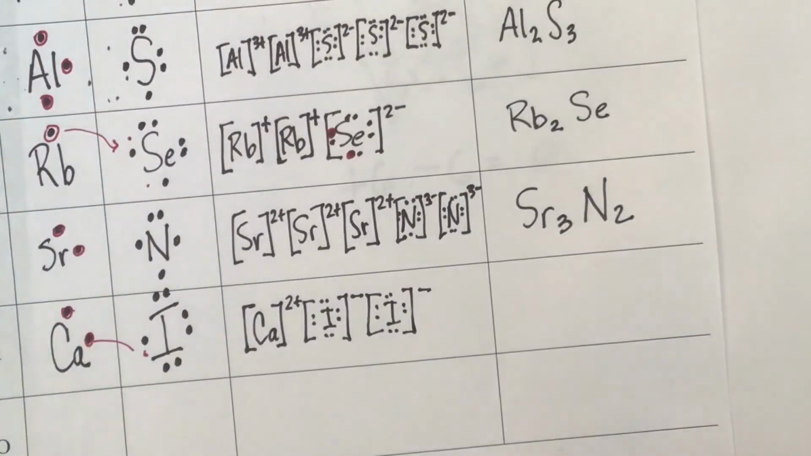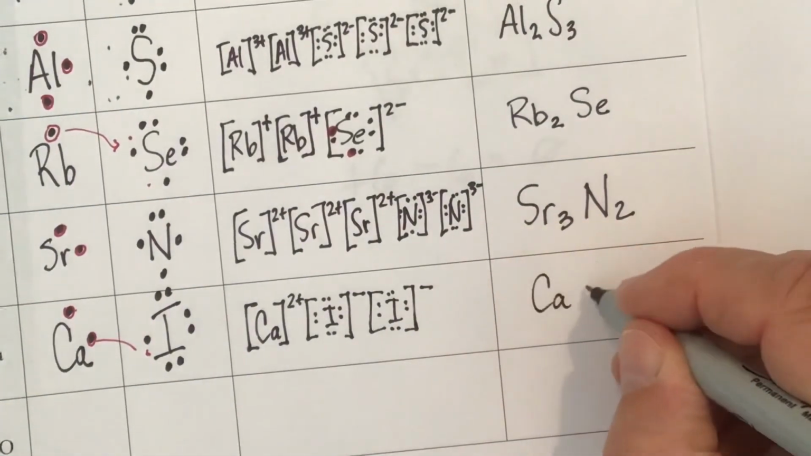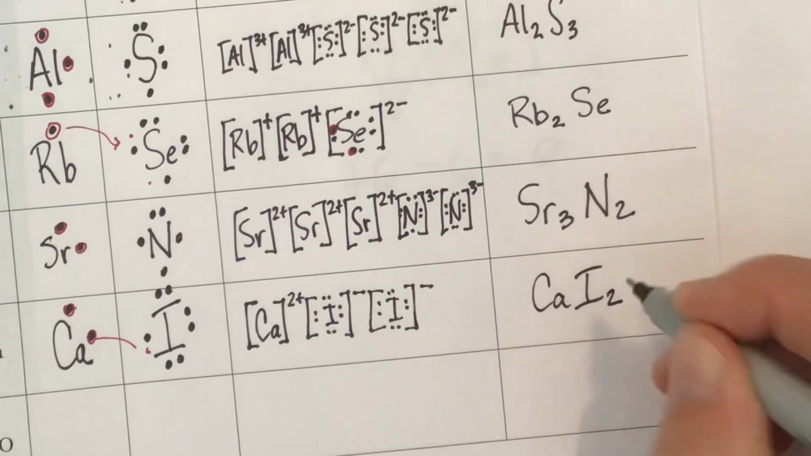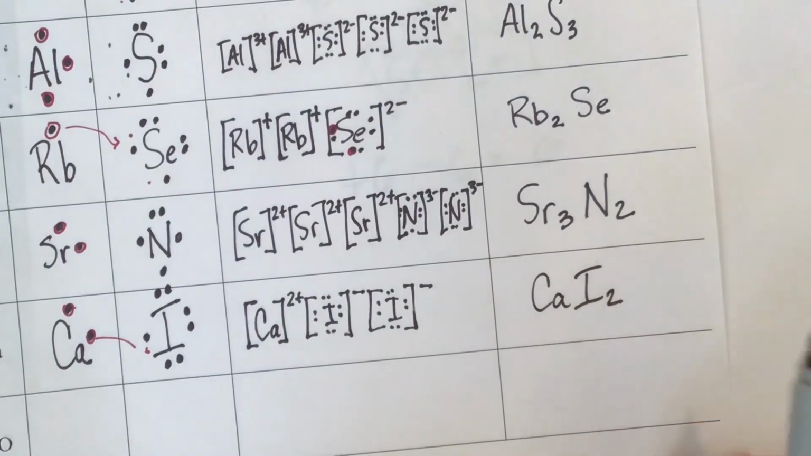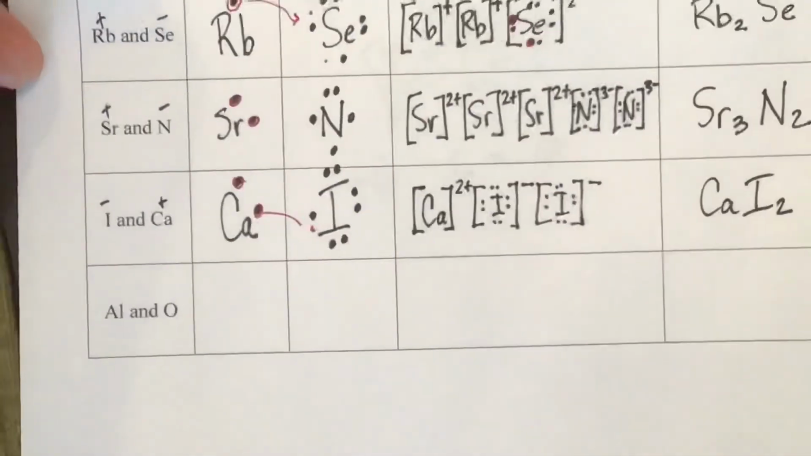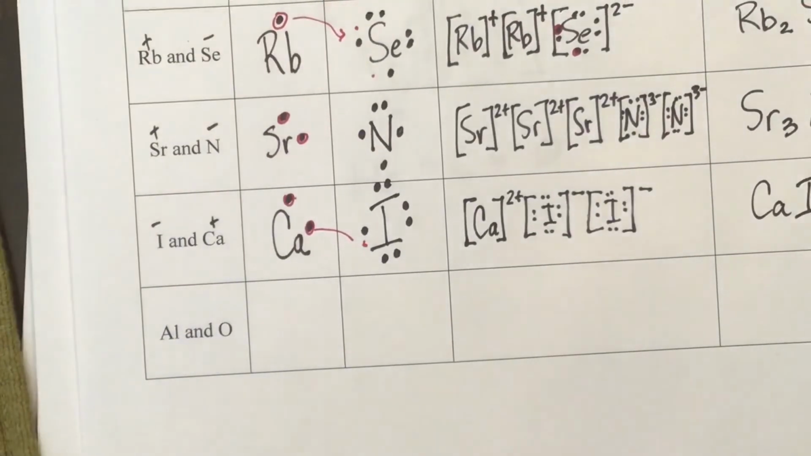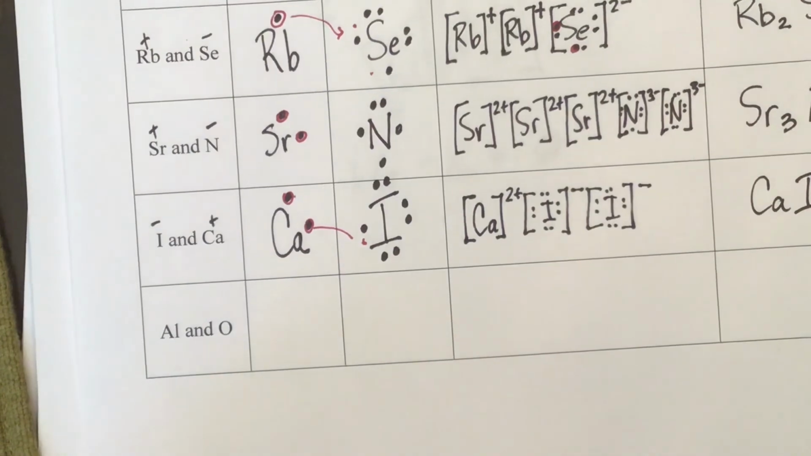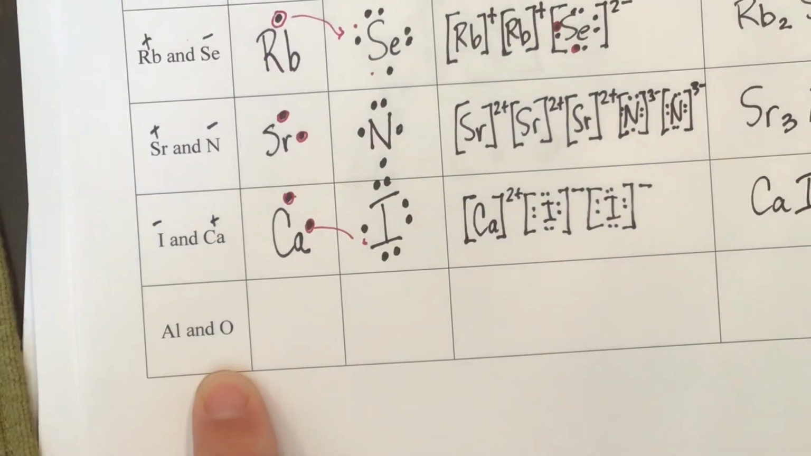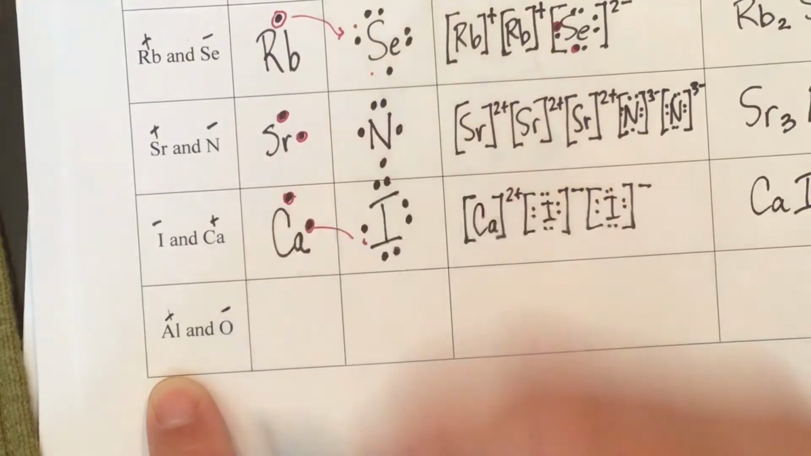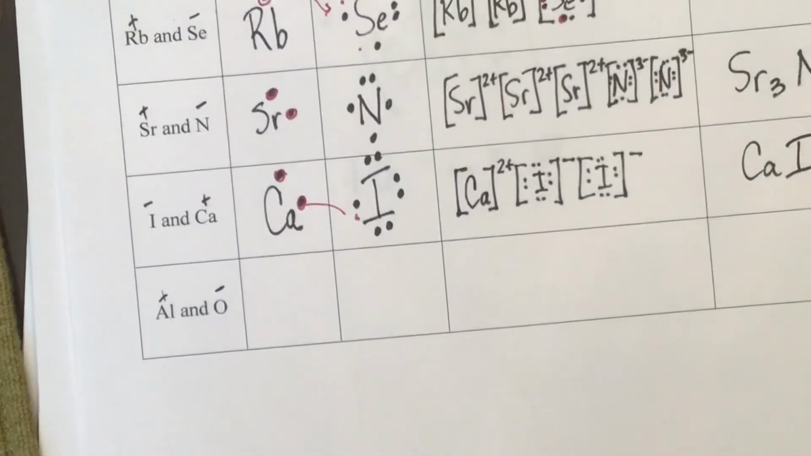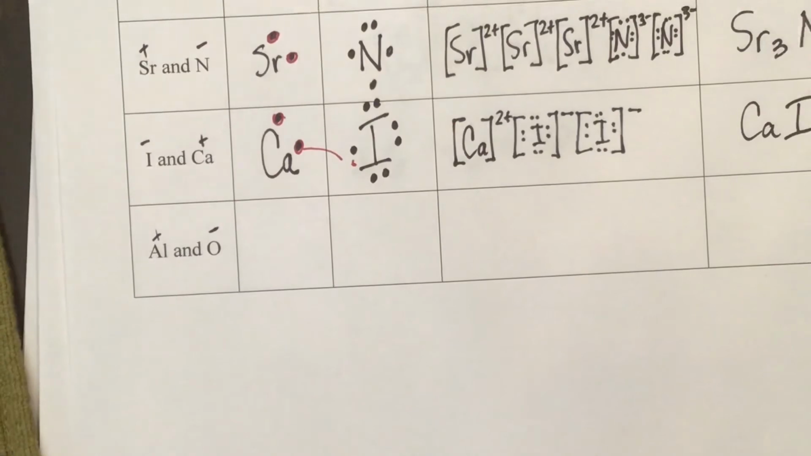And our formula is going to be CaI2. We need 2 negative 1s to counteract the 2 plus. All right, on this last one here, I'm going to show y'all a little secret. This is something we're going to do. Now, if we know the charges for these ions, for aluminum, which is the metal, and oxygen, which is the non-metal, okay, so we'll write down here.